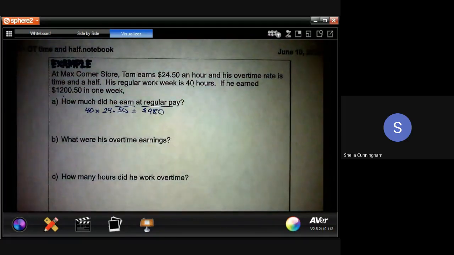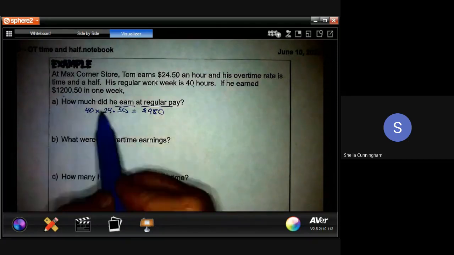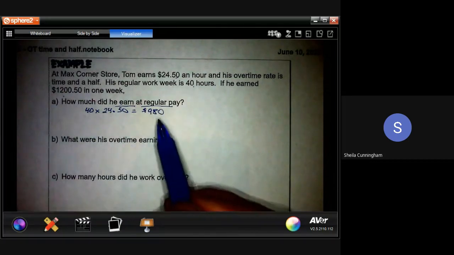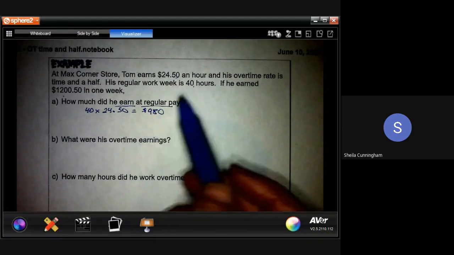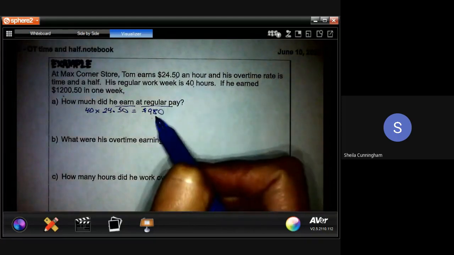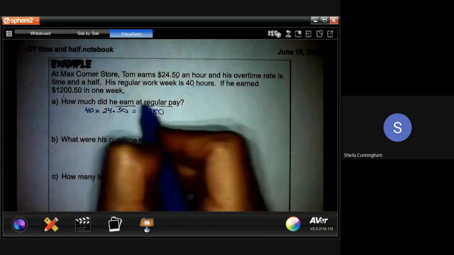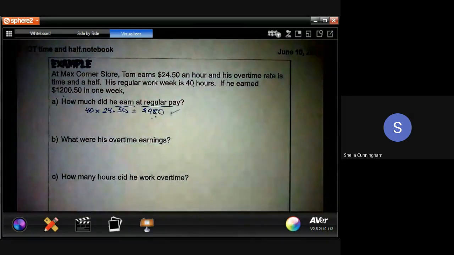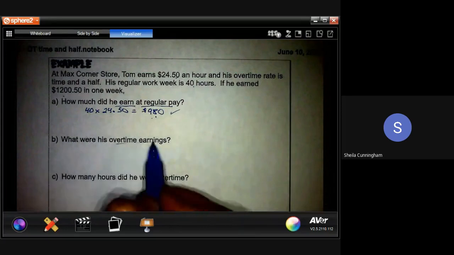So when I look at that, that's telling me, because he made $1,250, that he actually had some overtime hours in there, had to have, in order to get beyond $980, especially when if you work 40 hours, this is all you're getting. So that's his regular pay. What were his overtime earnings?